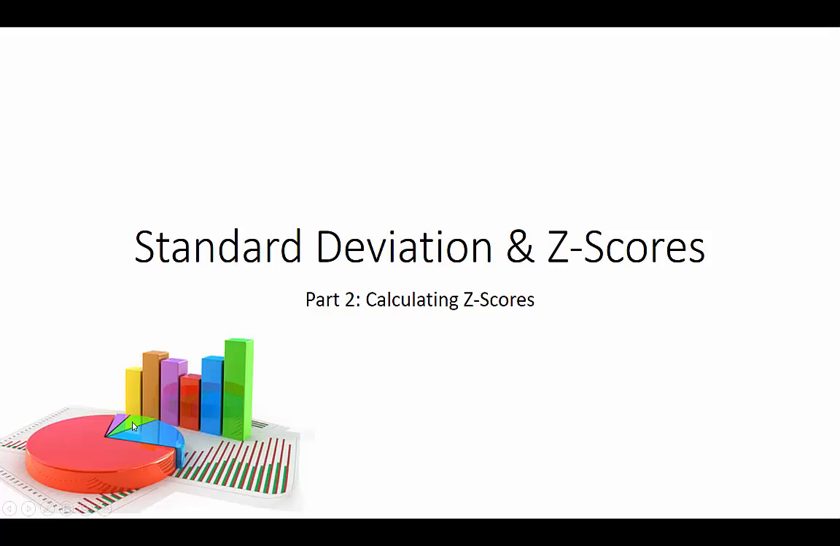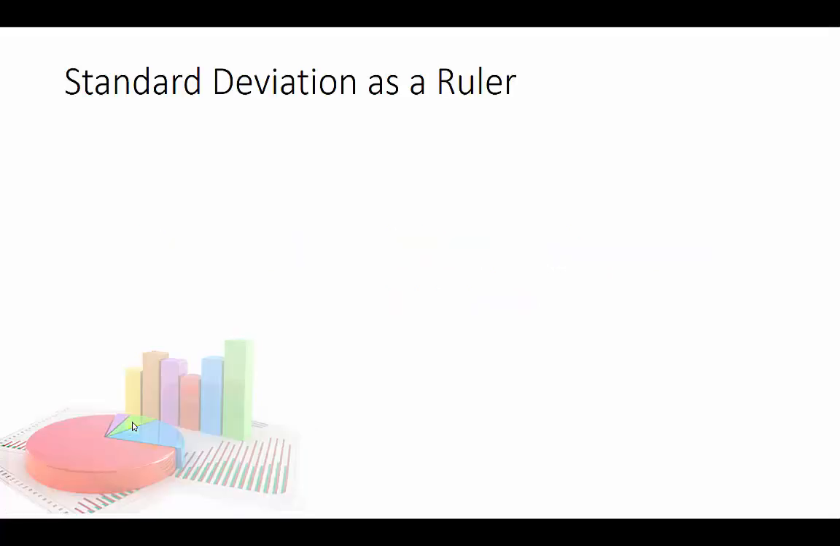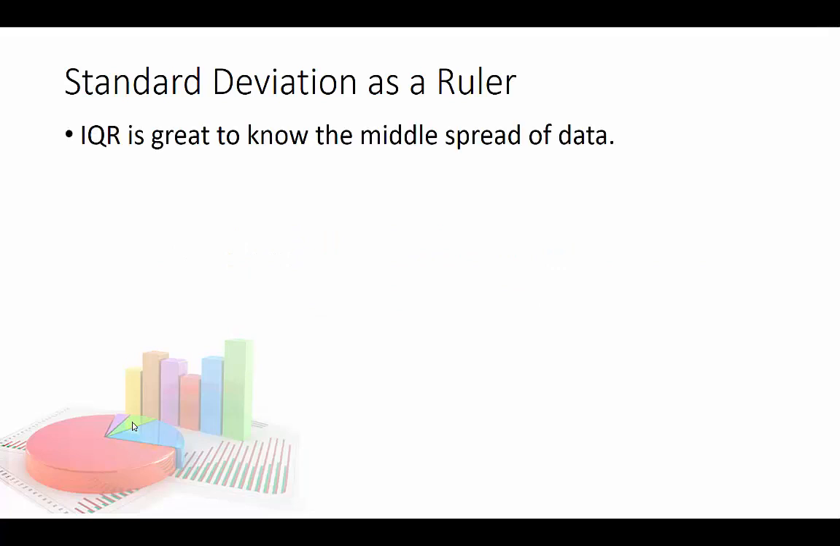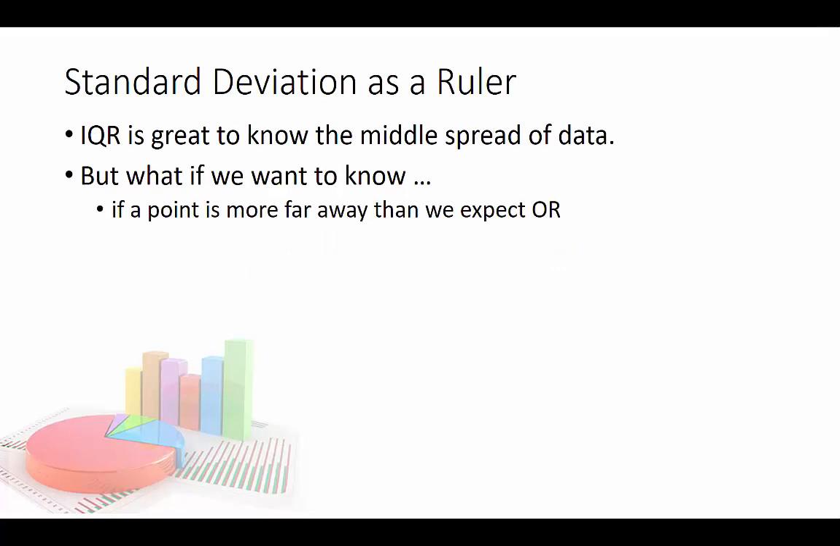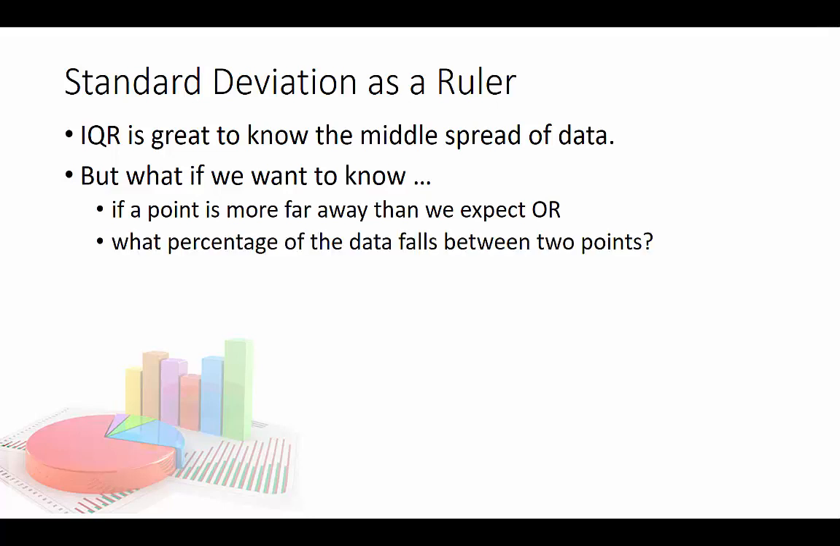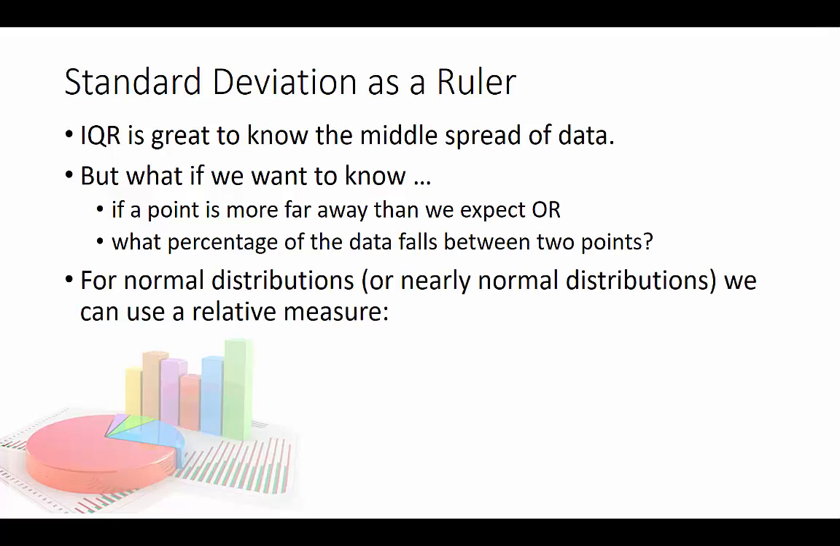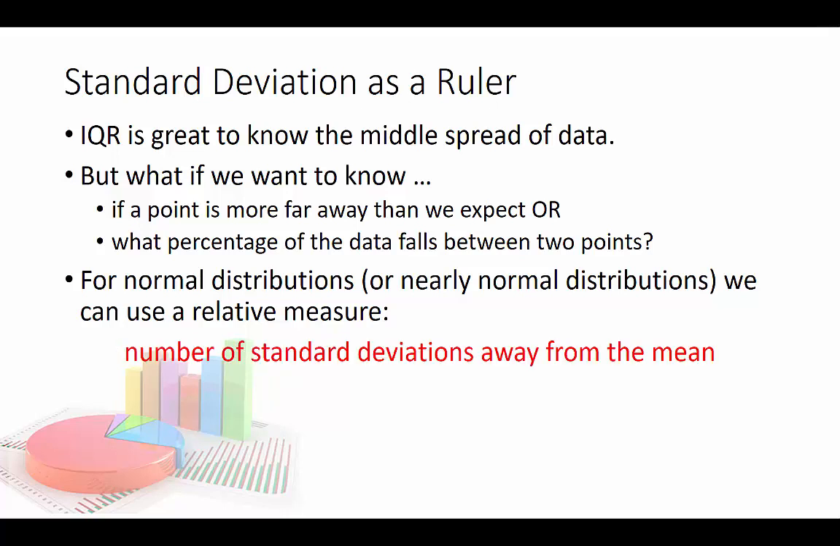Now we're going to look at using the standard deviation as a ruler. IQR is great to know the middle spread of the data, but what if you want to know if a point is farther away than you expect, or compared to another point, or what percentage of the data falls between 2 points? For normal or nearly normal distributions, which we'll be studying, we can use a relative measure, which is the number of standard deviations away from the mean.